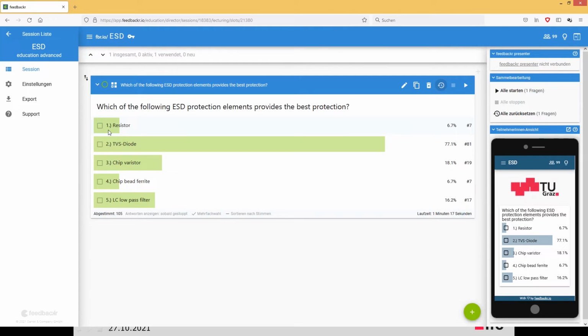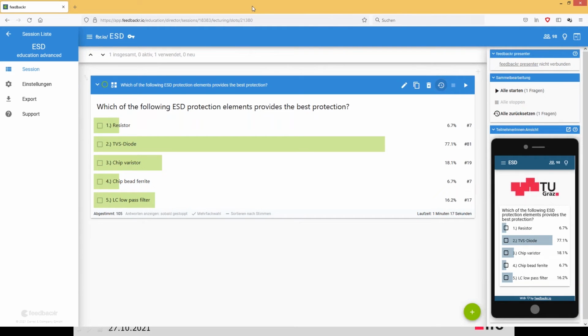If the student is pressing the finger at number 2, the TBS diode, usually they do not feel anything. So this TBS diode is really a very, very good protection structure. Same goes for the varistor and also for the low pass filter. And on the chip bead ferrite, the students sometimes really feel the electrostatic discharge still in their fingers, because in the same way as the resistor, a chip bead ferrite is in this case not that effective to protect human persons or integrated circuits.